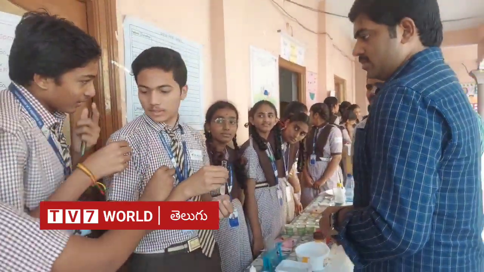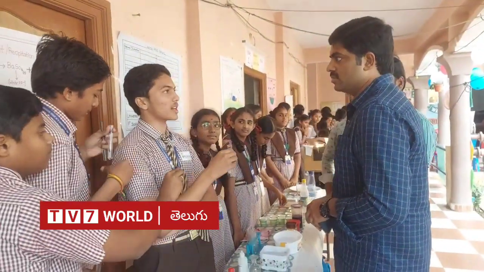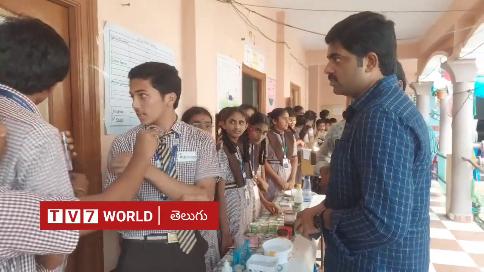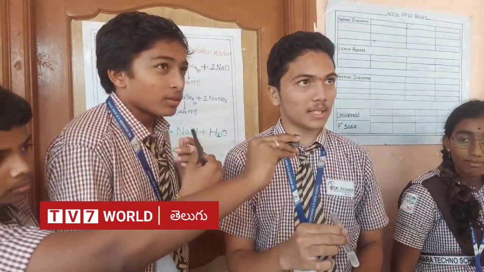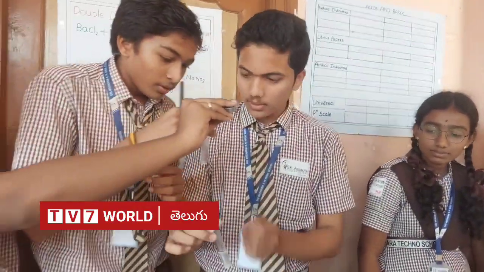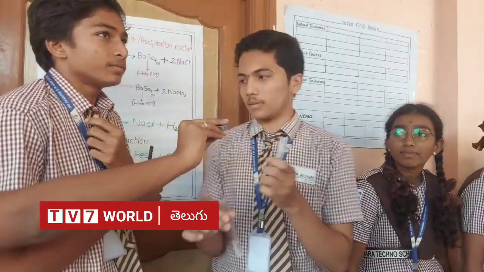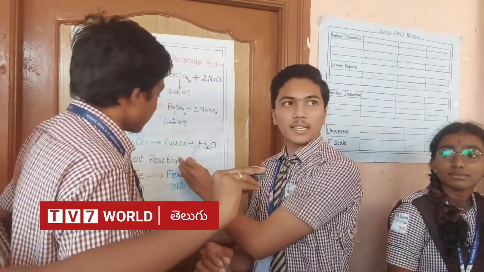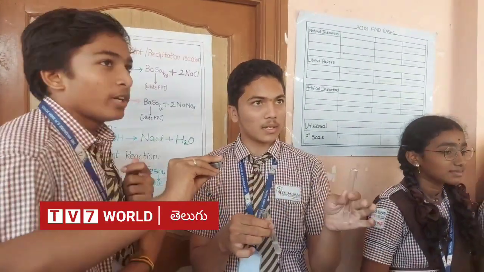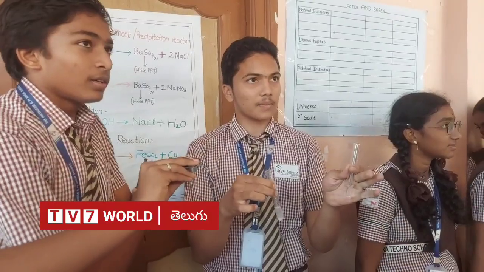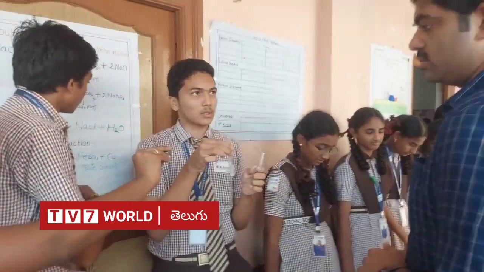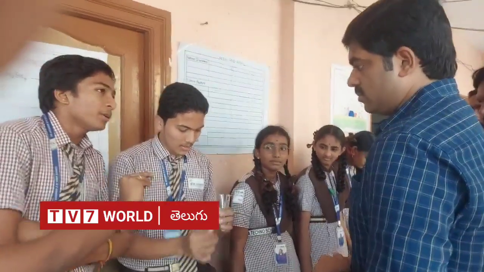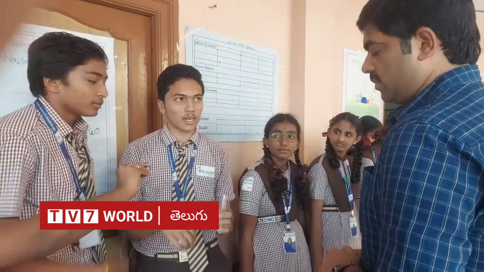Class 9, sir. Our activity name is neutralization, sir. Acids react with bases to give salt and water. So I want to show it experimentally, sir. This is an acid, hydrochloric acid, HCl. This is a base, sodium hydroxide. When they combine, they will give salt and water.